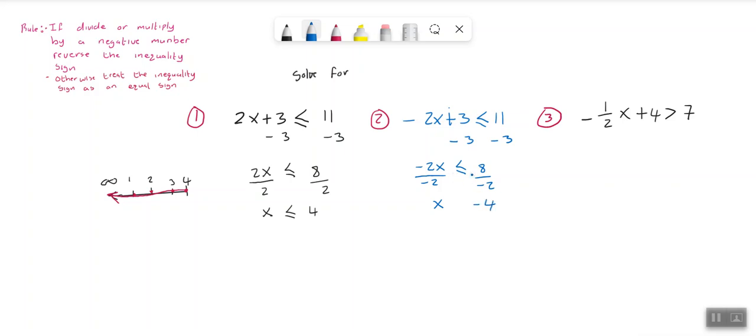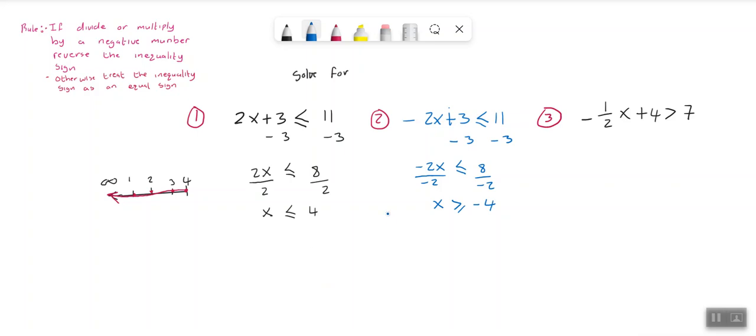Remember, like signs give plus, unlike signs give minus when we're dividing or multiplying integers by each other. So if the signs are the same, like they are in this case, it turns the answer positive. If the signs are different, like in this case, this is positive, this is negative, the answer will be negative. So now this becomes negative 4. So what we have to do is flip this inequality sign. So it becomes something like this. So x is greater than or equal to negative 4.